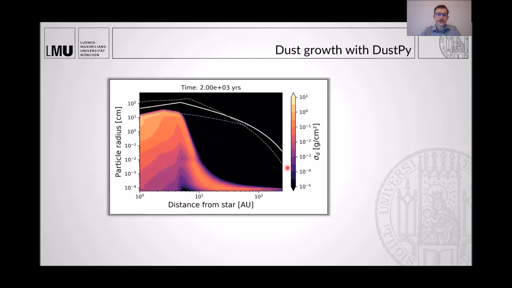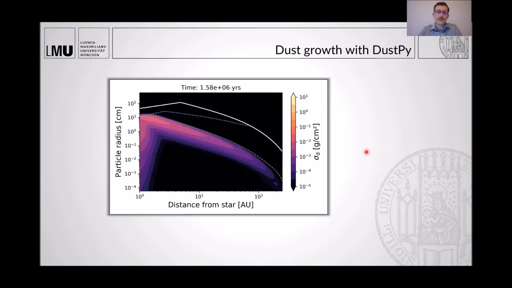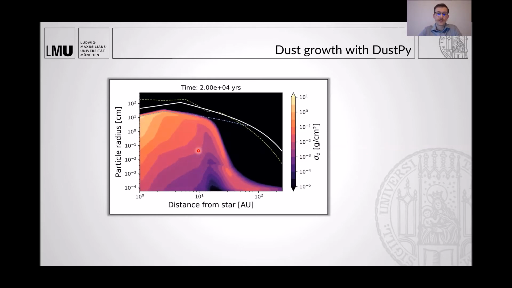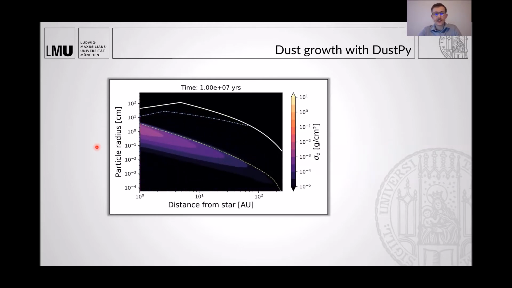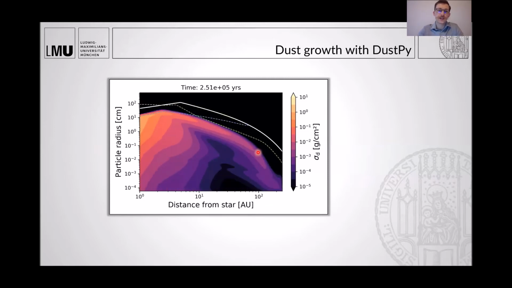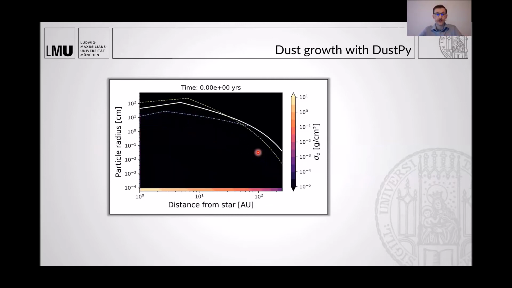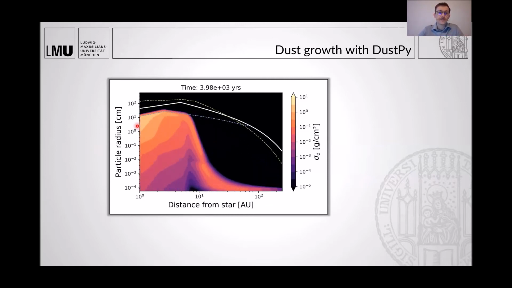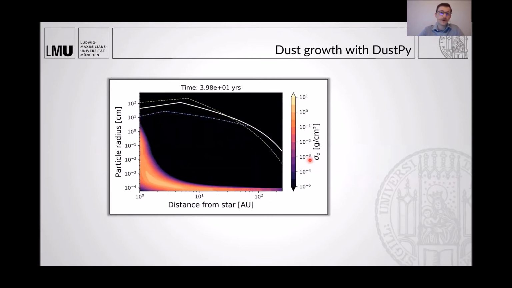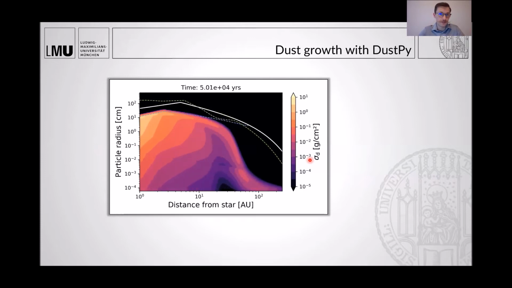The green line is the so-called drift barrier. If particles reach that size, their inward drift speed is larger than their upward growth speed, so they are washed out of the disk quicker than they can grow. That's the drift limit. And the white line indicates particles of Stokes number 1, just for reference here.